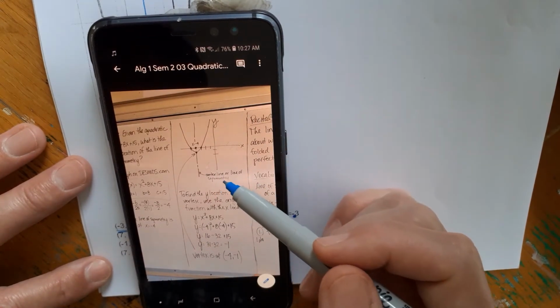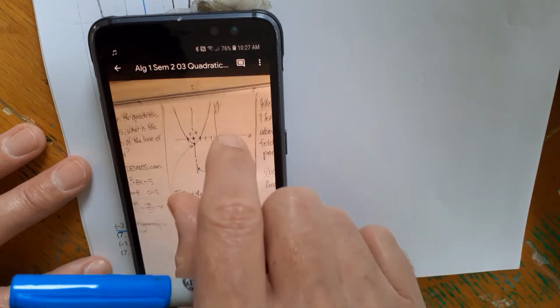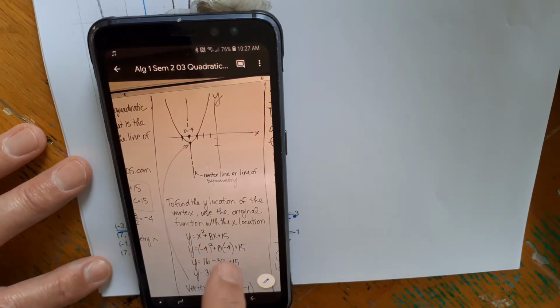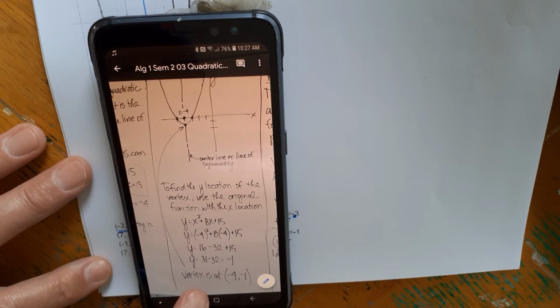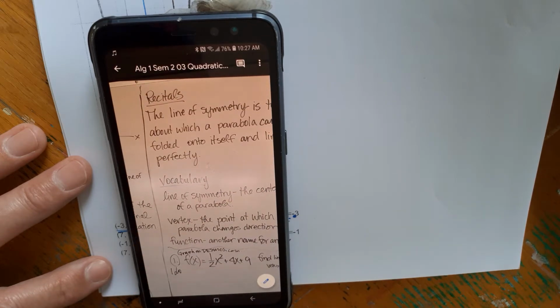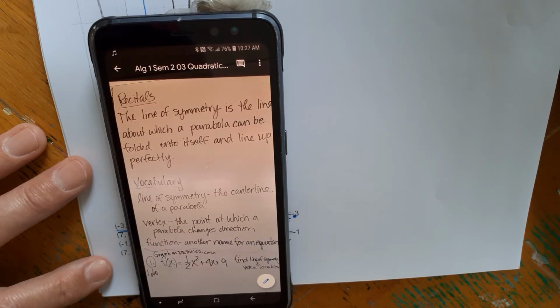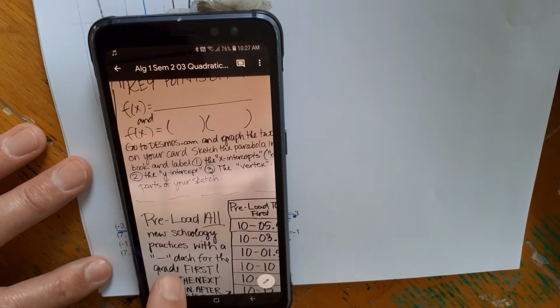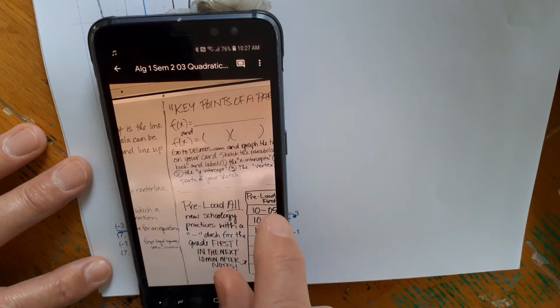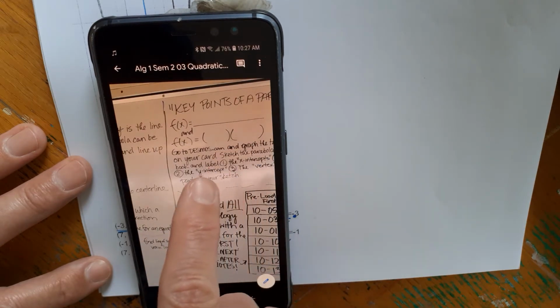And this explains center line or line of symmetry. See it right there? It's explaining the whole thing. It's explaining how to find the center line or line of symmetry right here. They're plugging in the location. To find the y location, we use the, oh, interesting, okay. I don't know if we're going to have to do that on this assignment or not. We might actually just be able to look at the visual.